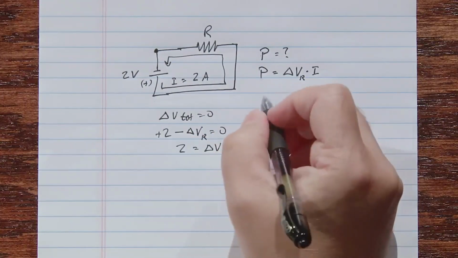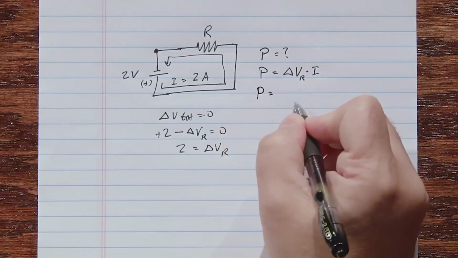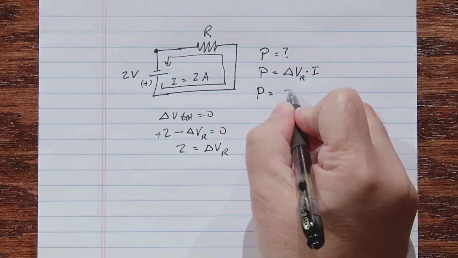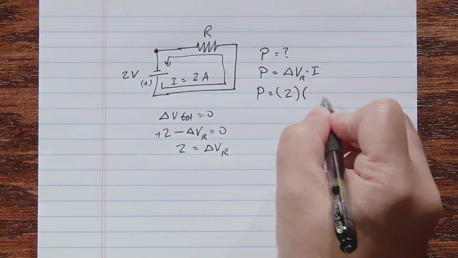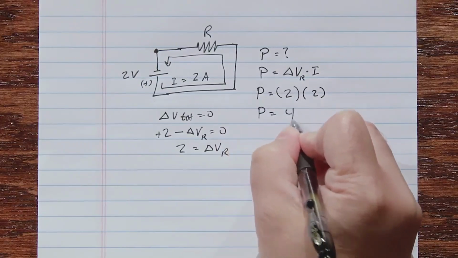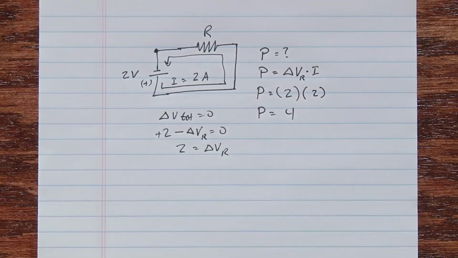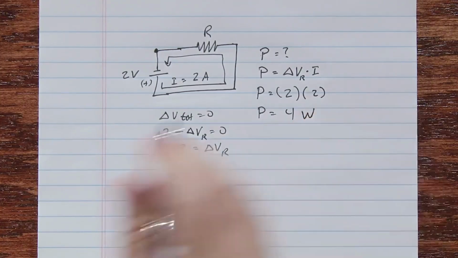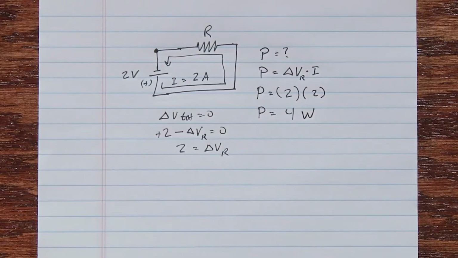So, as you might have intuited, the voltage change across the resistor has to be 2 volts, and so the power dissipated by the resistor is simply 2 times the current through the resistor, which is also 2, or the power dissipated is 4, and 4 basic metric units of power, which are watts. So the power dissipated by that resistor is 4 watts. And that's what we were asked for.